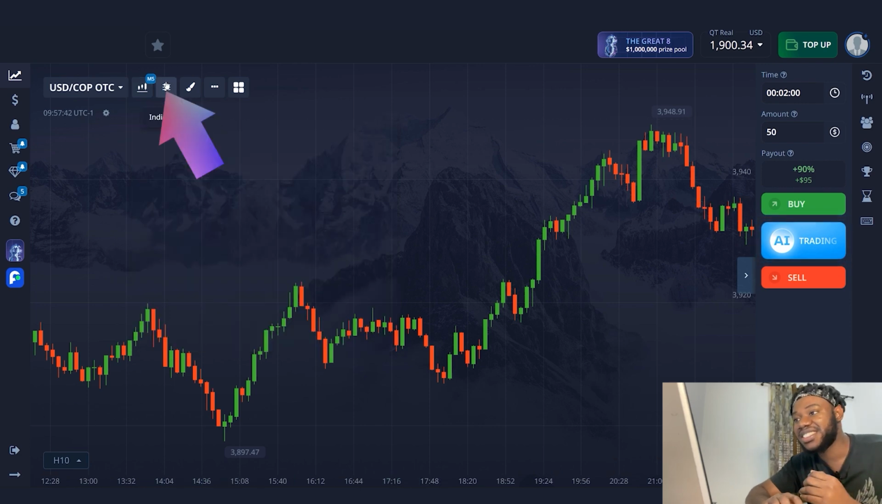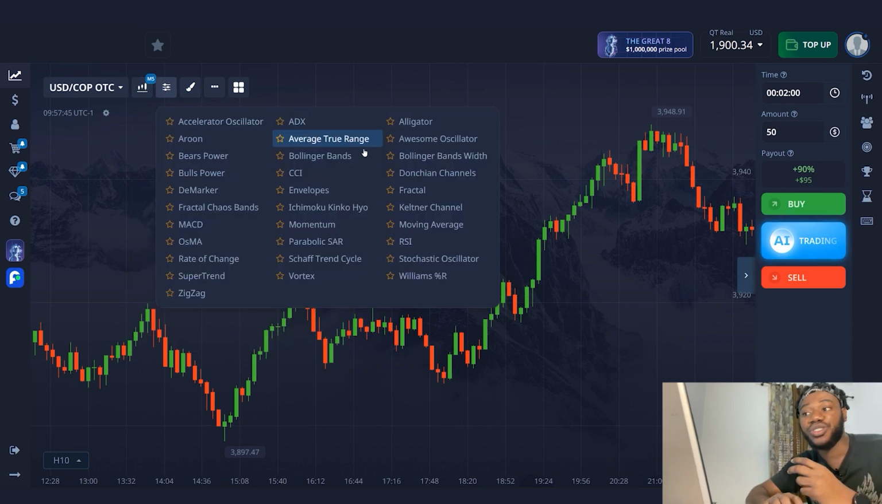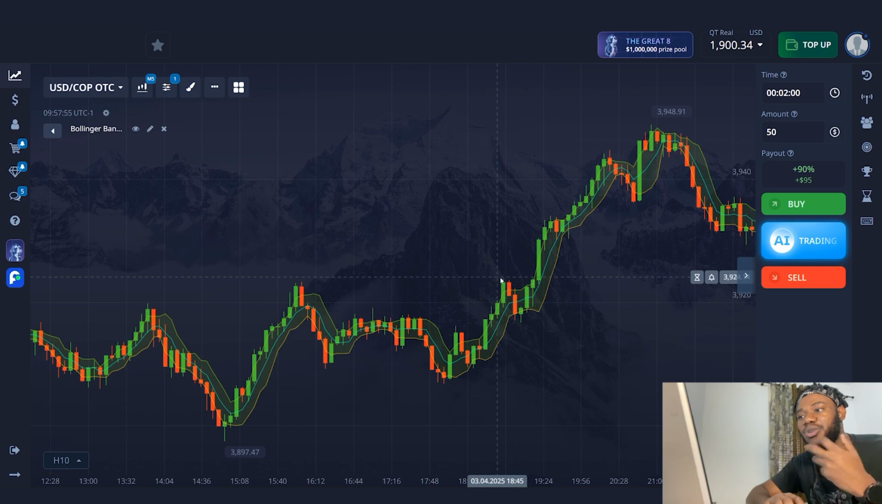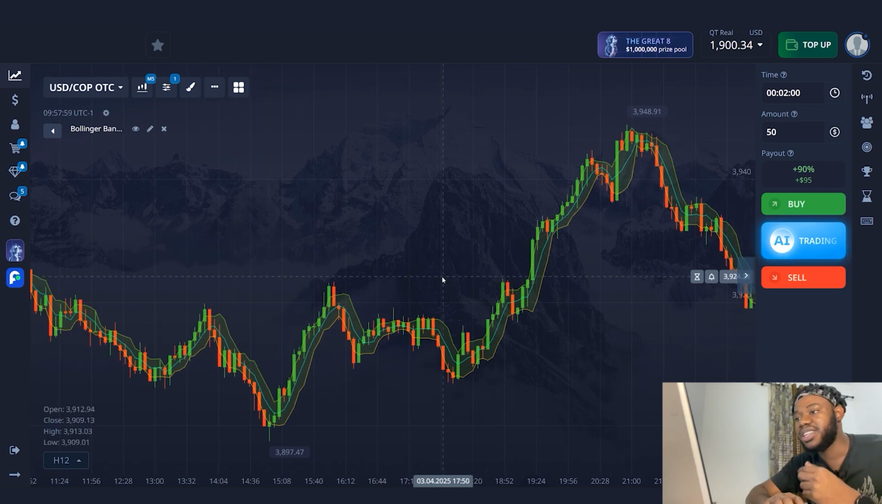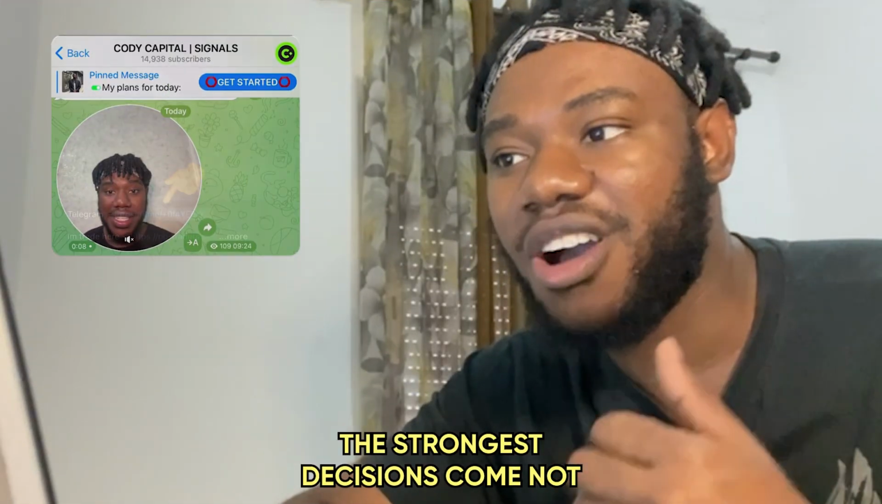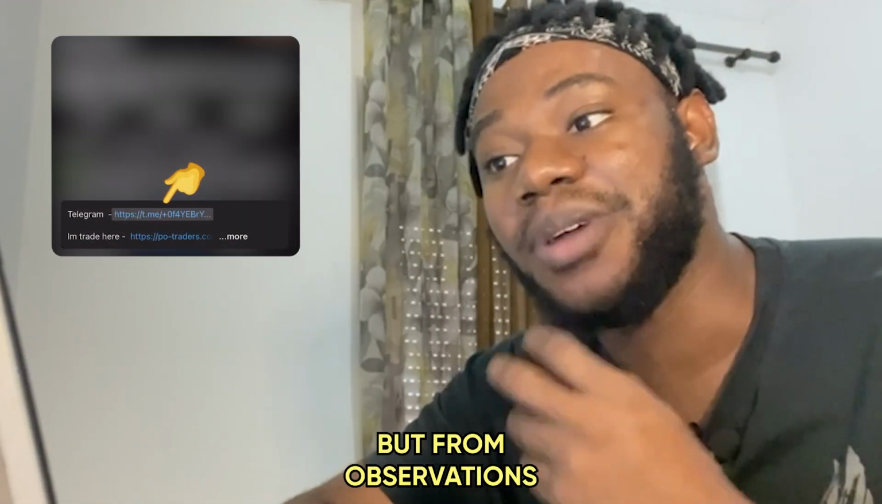In the indicator section, I will choose Bollinger Bands. I will leave the indicator settings as standard. You'll find out why later. Now, I'm going to get to work. Look carefully if you want to understand how to work with the strategy. The strongest decisions come not from guesses, but from observations.